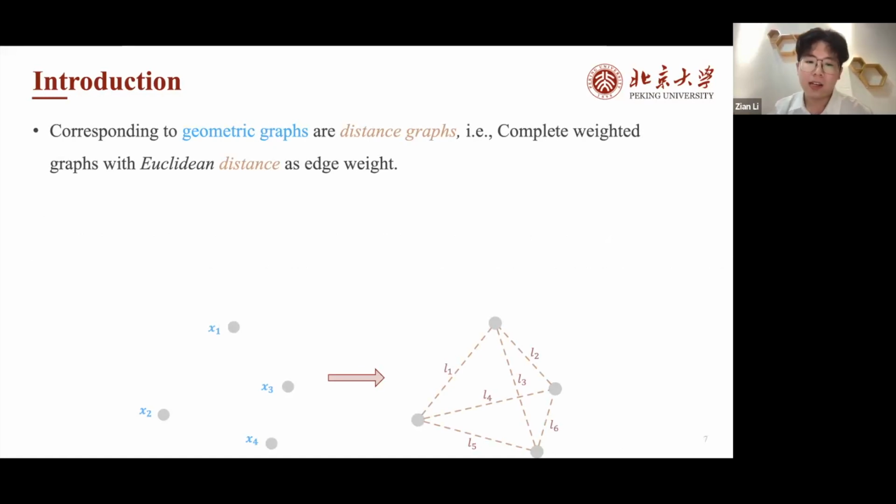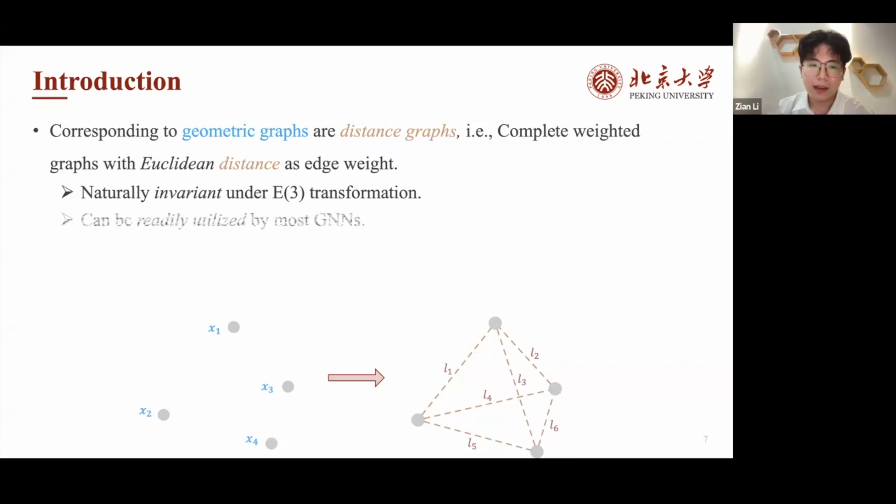In a distance graph, there are no 3D coordinates. So we show some advantages of distance graphs. First, it is naturally invariant under E3 transformation, so models designed based on distance information are also naturally invariant models. And it can also be very easily utilized by most GNNs, because these GNNs can just regard this distance as a kind of edge weight and incorporate it into their message passing framework.